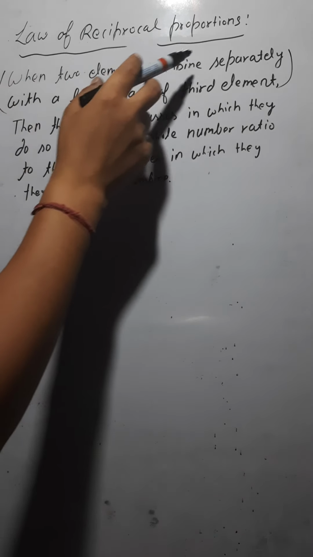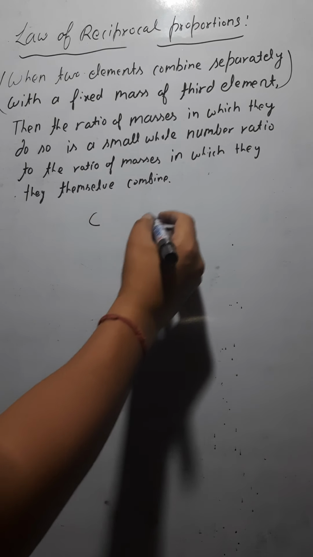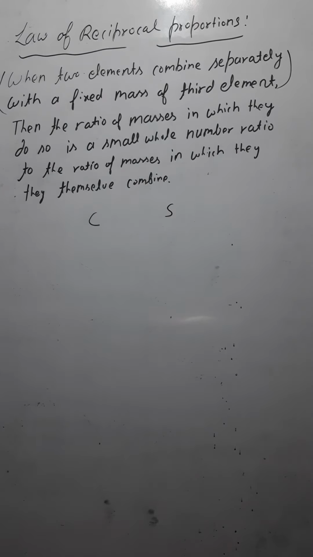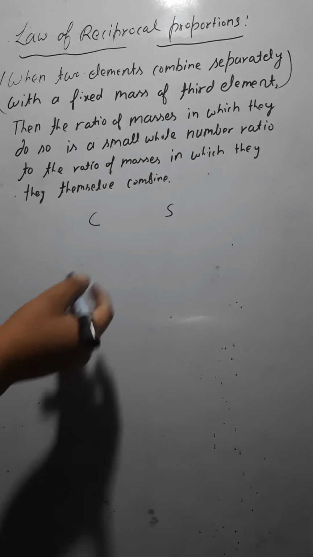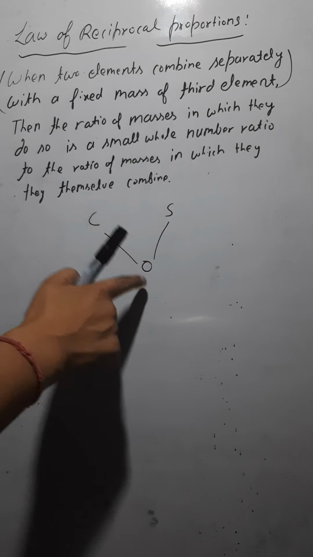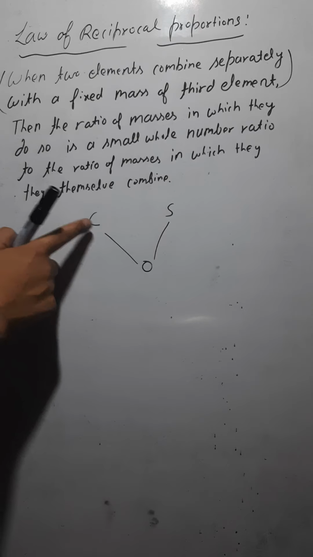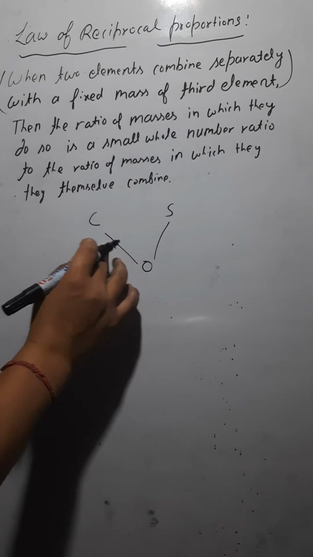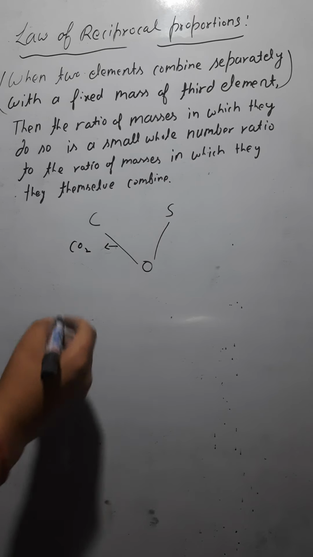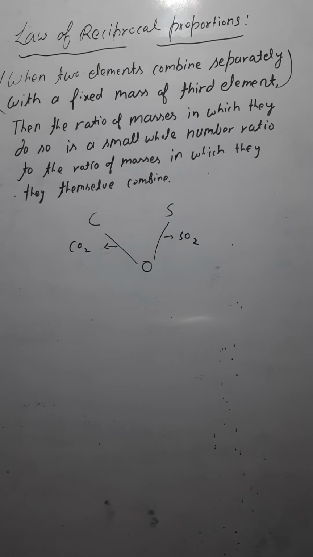When two elements combine separately with a fixed mass of third element, let's say we have two elements, one is carbon, another one is sulfur, and these two elements are combining with a fixed mass of third element. Let's say the third element is oxygen. If carbon and oxygen are combining together, they are forming CO2. And if sulfur and oxygen are combining together, they are forming SO2.